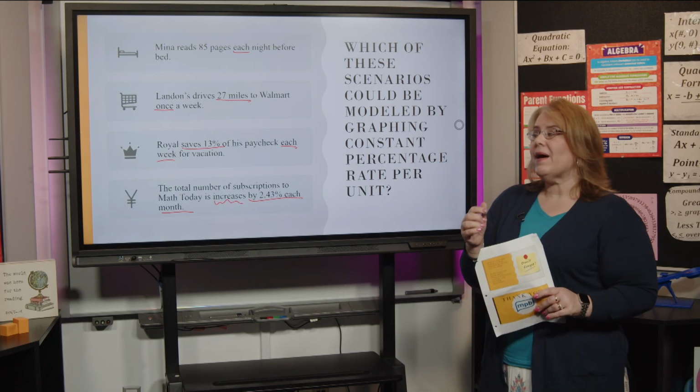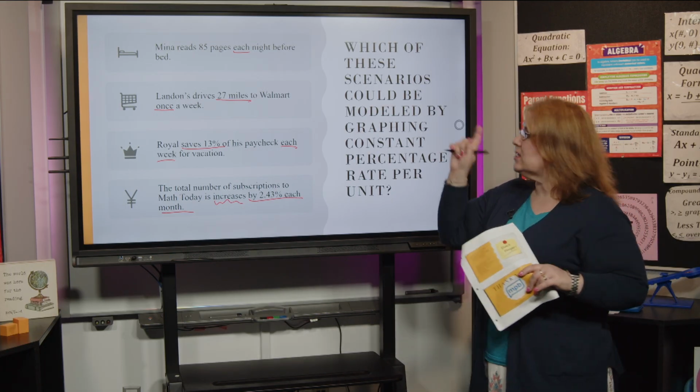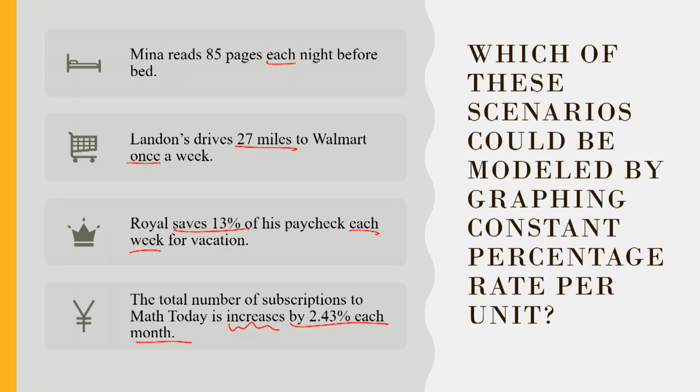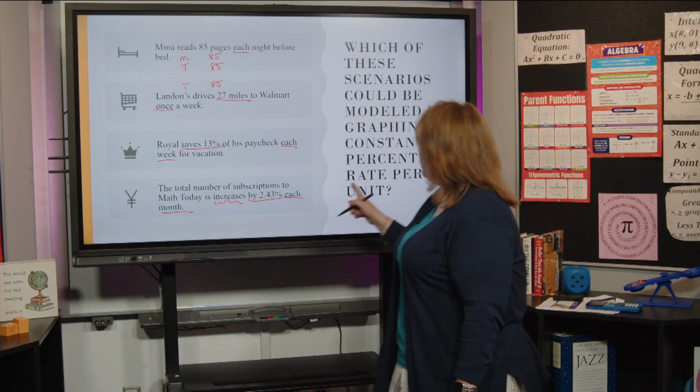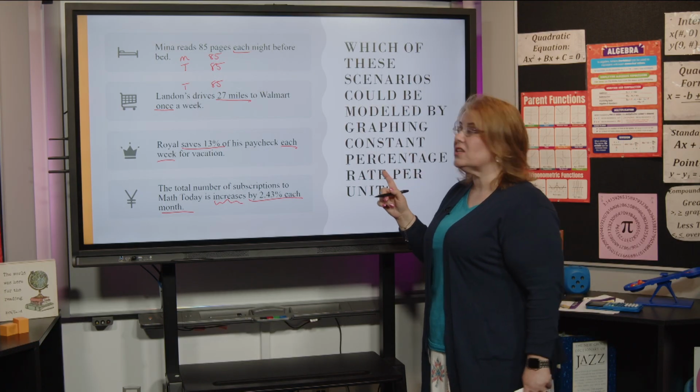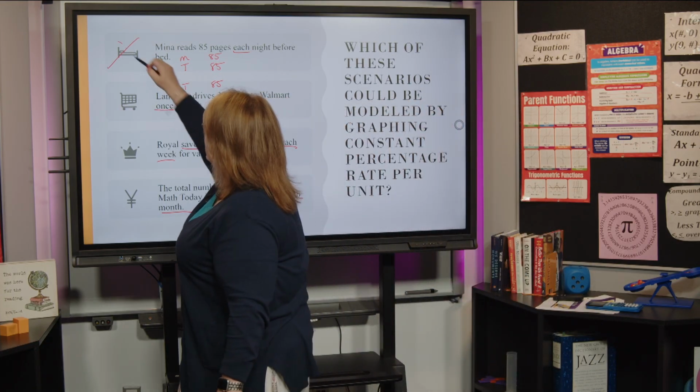So let's go by these one at a time and see what we've got. Let's start with Mina. Let's say, okay, so each night, so Monday night, she's got 85 pages. Tuesday night, she's got 85 pages. In 2 weeks, Tuesday, she's got 85 pages. So I could say that's linear. That's not going to be a constant percent change. So I know Mina is not the answer.